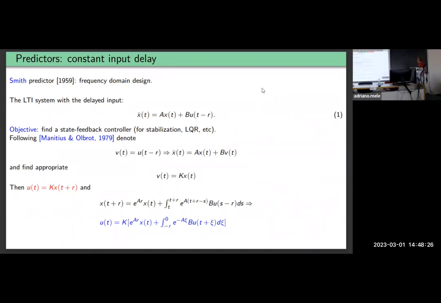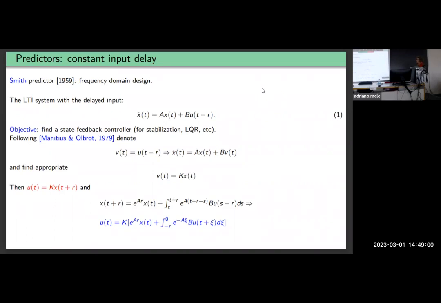But it was done in the frequency domain, and we are talking about state-space methods. So how to manage with large delay? The idea of the Smith predictor was translated to the state space. I would like to cite this paper by Manitius and Olbrot in 79. So what is the idea?